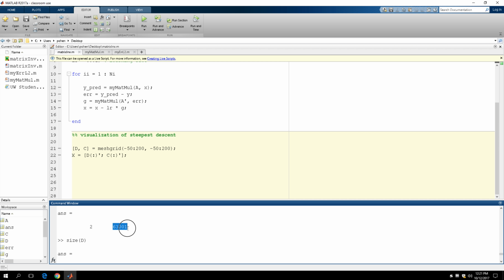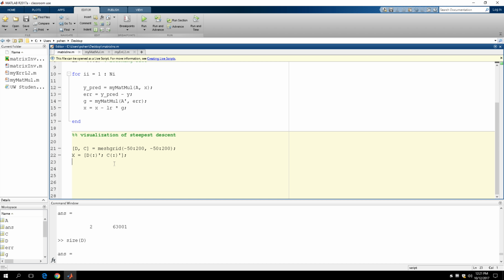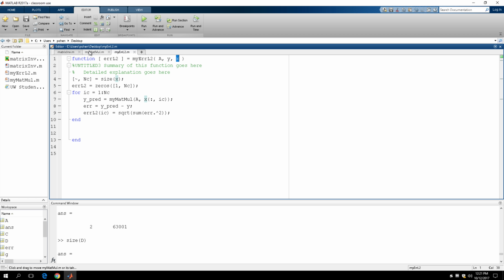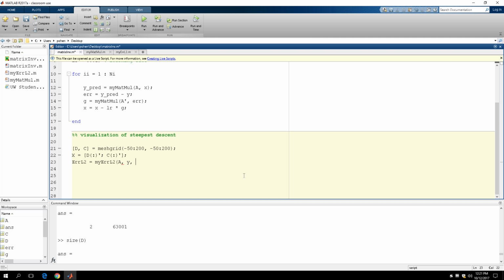Right. That's exactly the same, right? And now we can call our myER_L2 function, right? So the output is going to be, let's call it ER_L2. myER_L2. And then A is the first input, and then the second input is supposed to be Y, the actual Y. And then the last input is going to be our X that we just constructed, right?